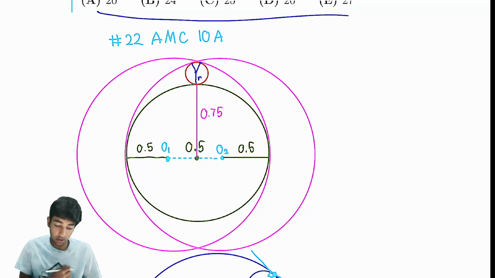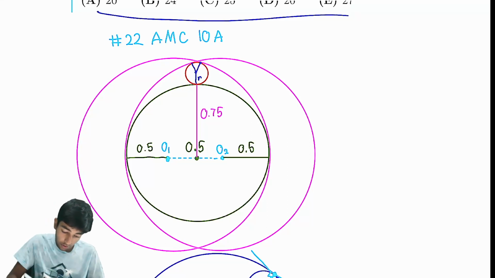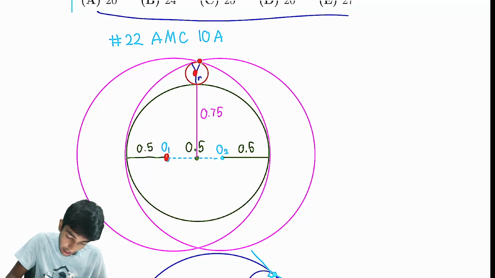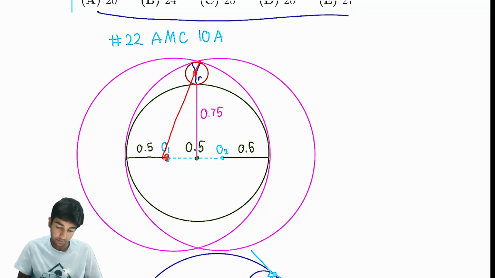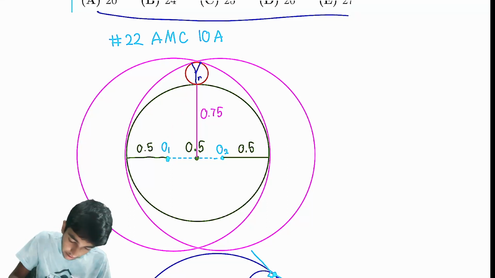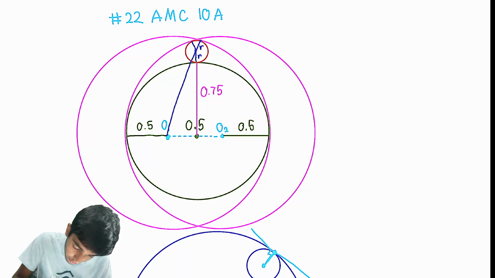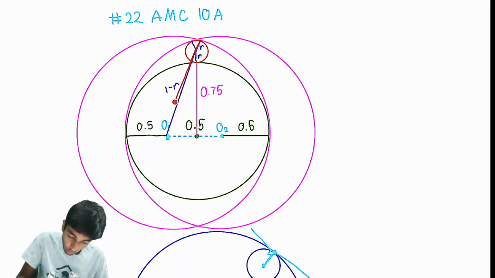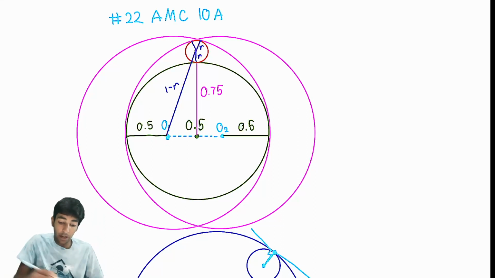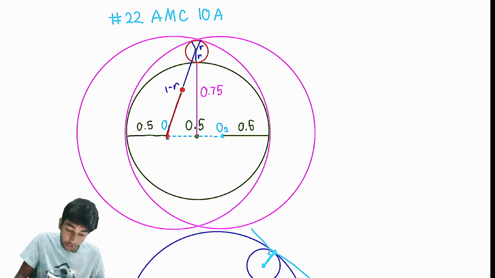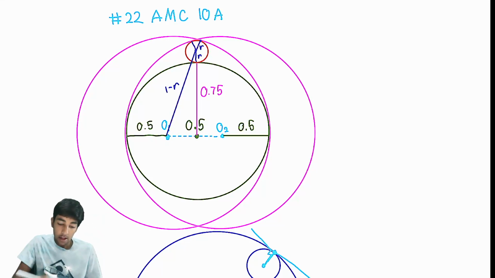Okay, that's good to know for sure. So this center, this point, and this center are collinear. So what does that mean? If this is R, then this part must be 1 minus R. Why? Because this whole thing is 1. They all lie on a line, and the whole radius is 1. Again, we're drawing the important radii for the O1 circle and the smaller circle. Then this part must be 1 minus R.